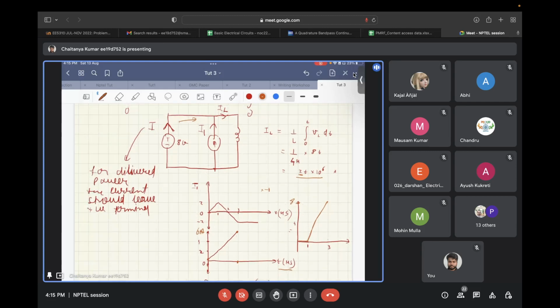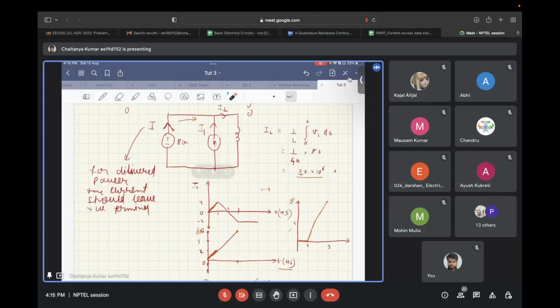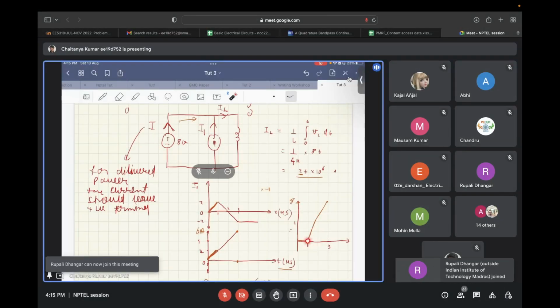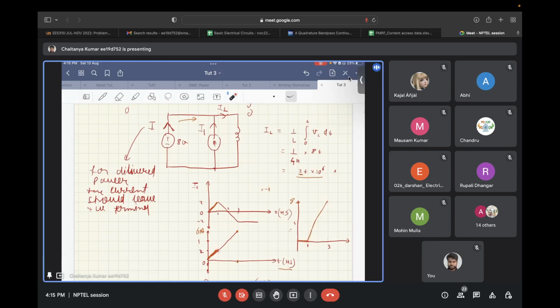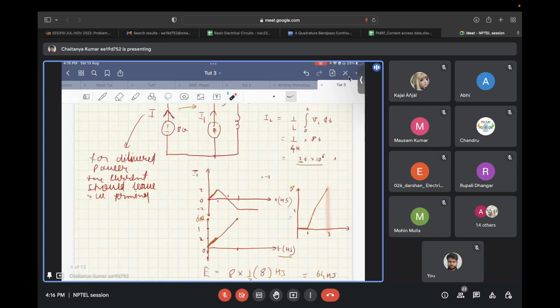Now, if you calculate the waveform of the current I, for 0 to 1 microsecond, the current I1 has a positive slope, and IL also has a positive slope. Since I is equal to IL minus I1, these two will cancel, and we will have zero current in this duration. From 1 microsecond to 3 microseconds, the current will increase constantly from 0 to 8 amperes.